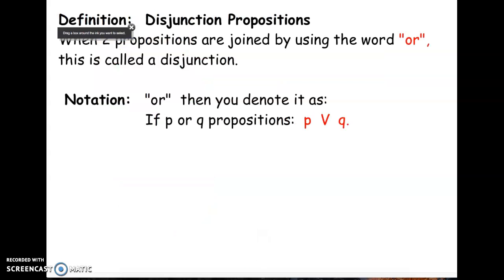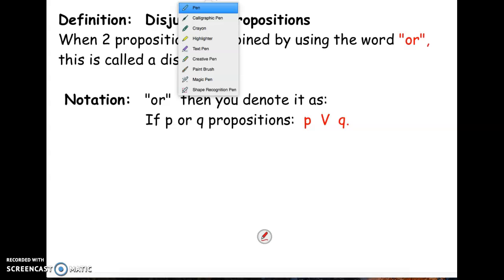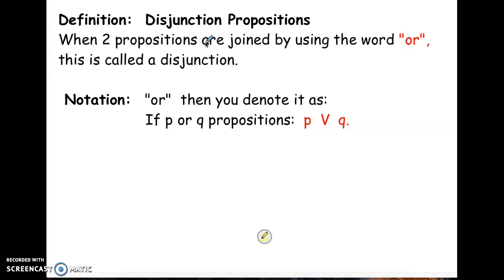All right, the next definition is called a disjunction. Disjunction uses the word or. So again, conjunction uses the word and, disjunction uses the word or. So disjunction propositions have or in between them. So the notation we use is P or Q, that's going to have the letter V in between it.